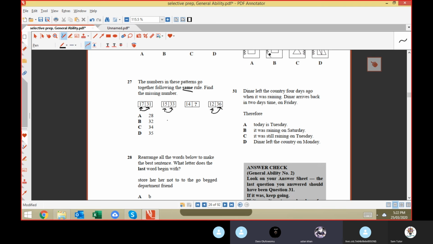I'm thinking it's D. It's D. No, yeah, C. Well, okay, wait. Why is it D firstly? For those who say D, why is it D? Because if you look at the front numbers, 17 minus 2 is 15. So that's basically 31 plus 2 equals 33. And that means if I minus 1 from 15, it will equal 14. And then if I plus 1 onto 35, it will equal 36.